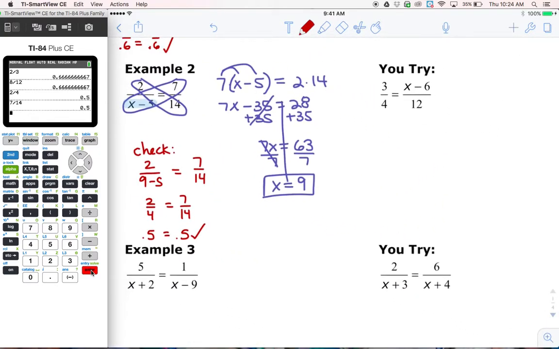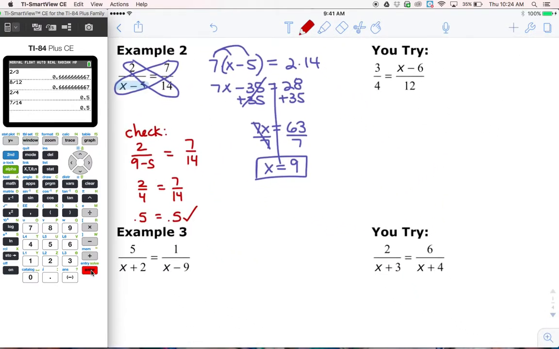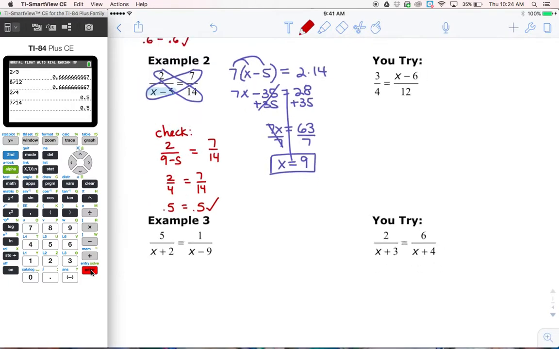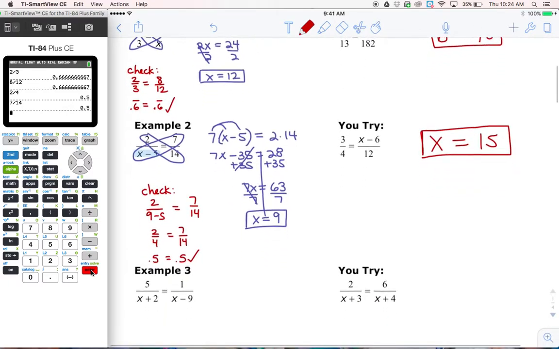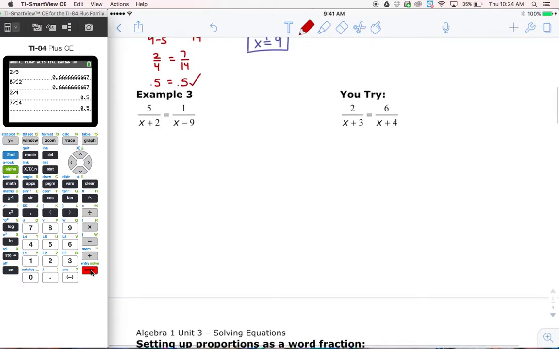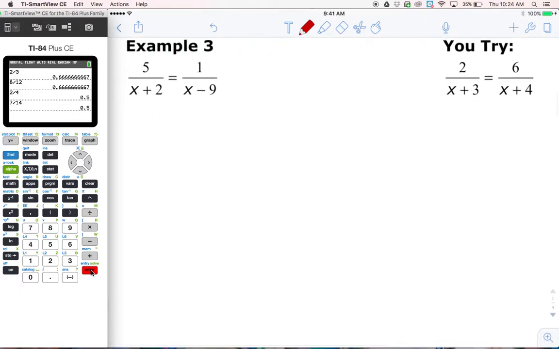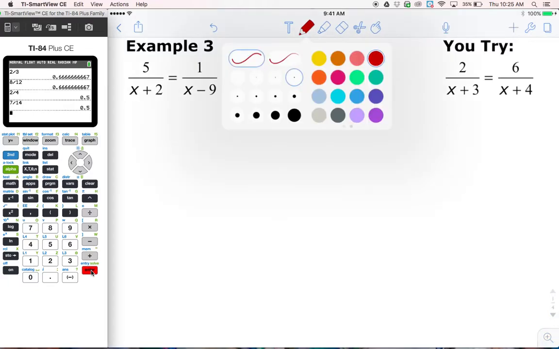Okay, pause the video. Go ahead and try the next example. Okay, in this example, we find that x is equal to 15. Okay, example 3. Now we've got an expression for both denominators. So it gets a little bit more complicated.